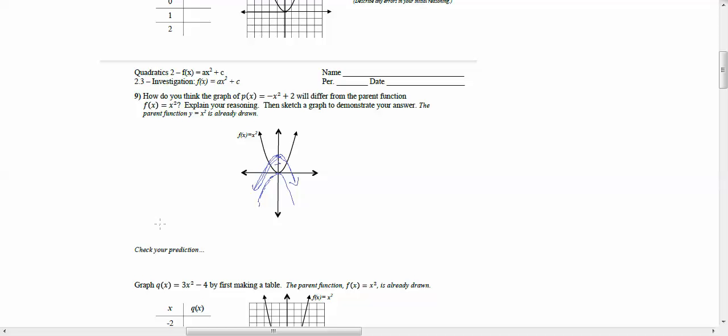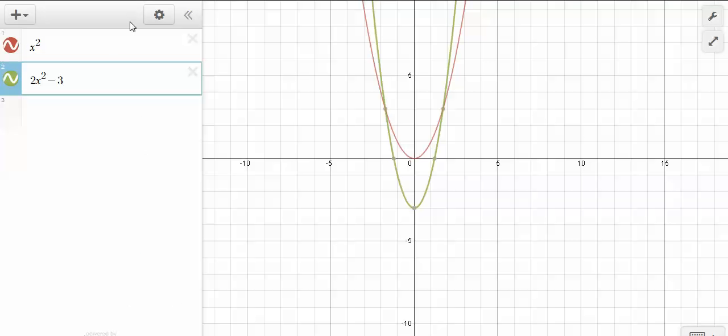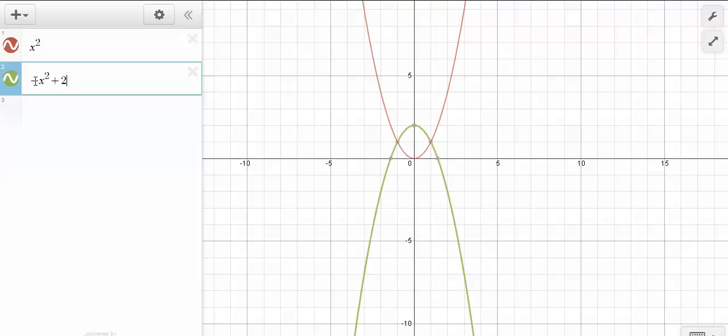Let's check this prediction. We can check it right here. It was negative, but then I did a plus 2 out here. And how many intercepts does this graph have? Well, it has 2 intercepts. Even though it has a plus 2, it's because this is an upside down parabola. The y-intercept of this is at y equals 2, x equals 0.